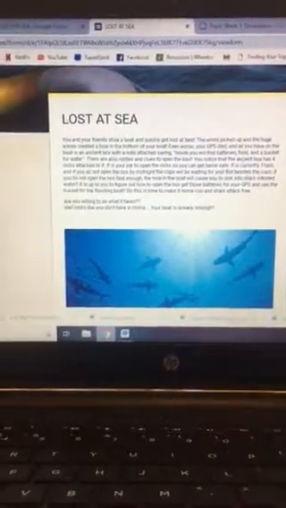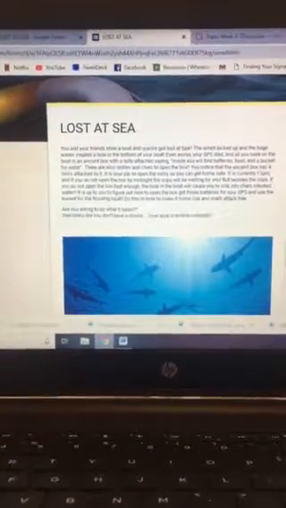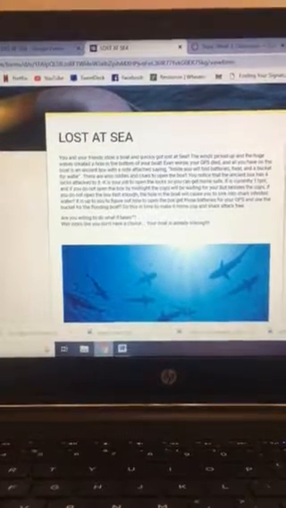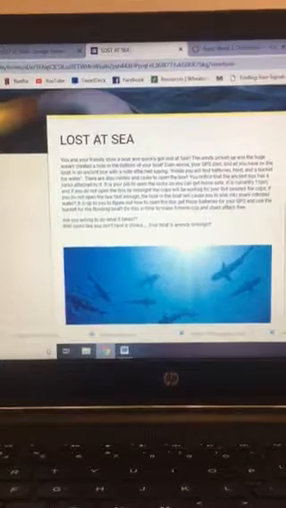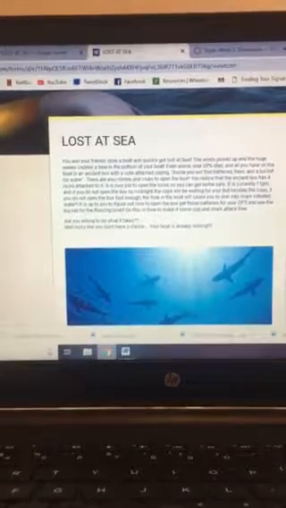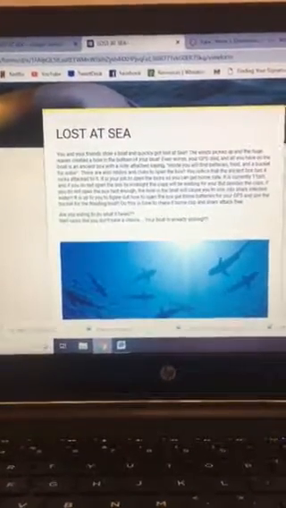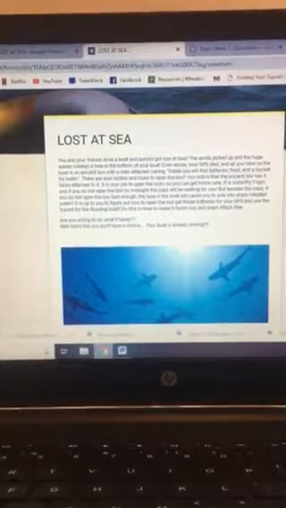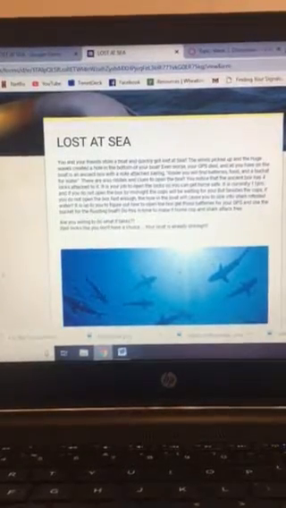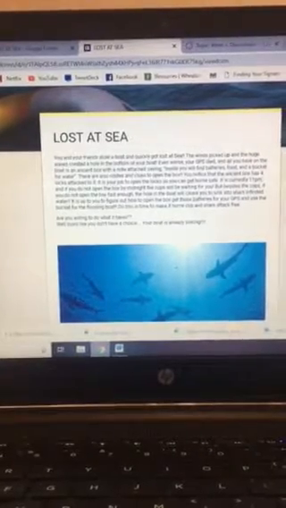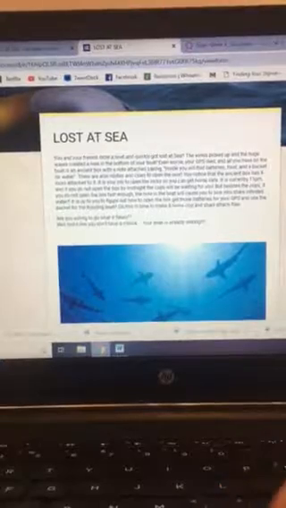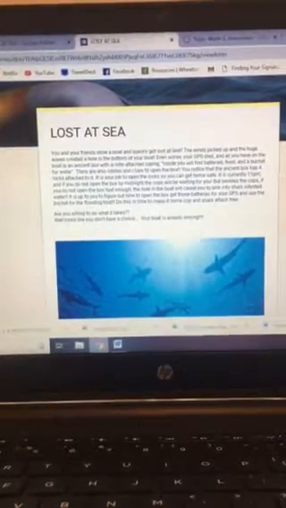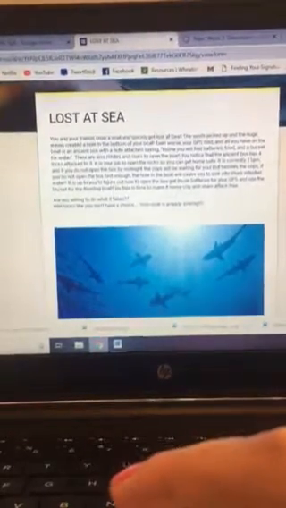You and your friends stole a boat and you got lost at sea. The winds picked up and a huge wave creates a hole in the bottom of your boat. And your GPS dies, and you are only left with a box. And this box has riddles and clues to open up the box. So you have to go through this Breakout EDU and break out of the box in order to get food and batteries for your GPS and everything like that. So that's kind of the storyline.